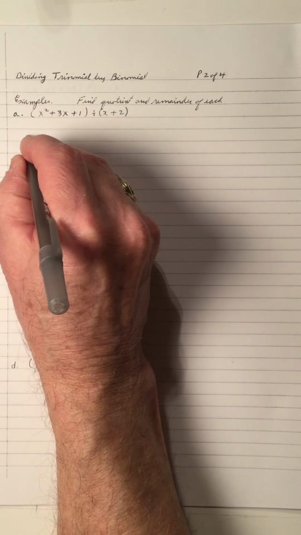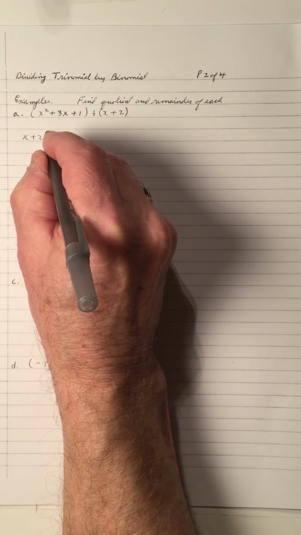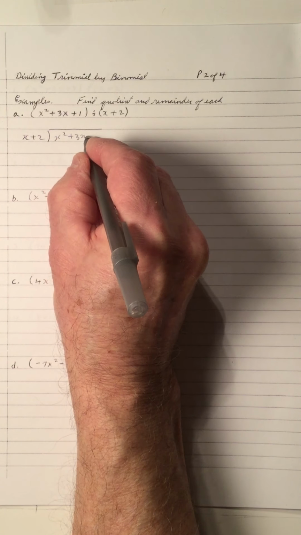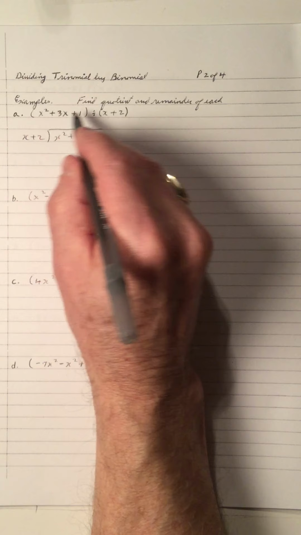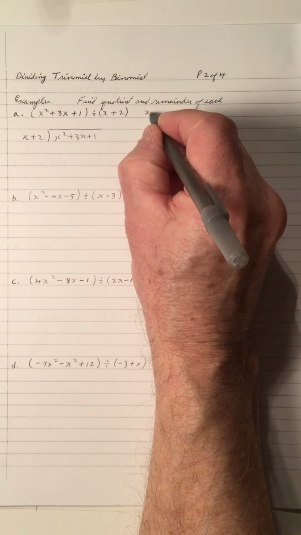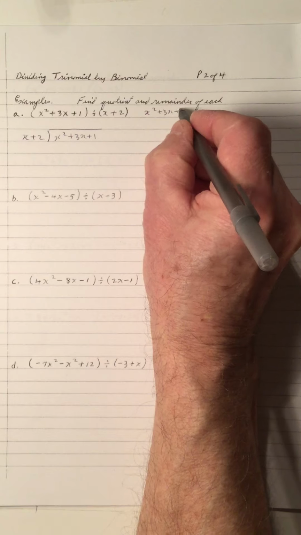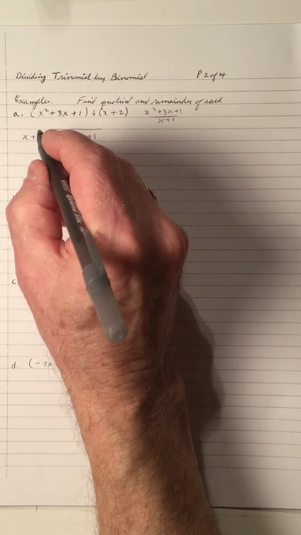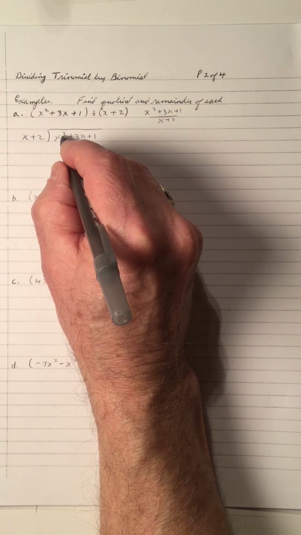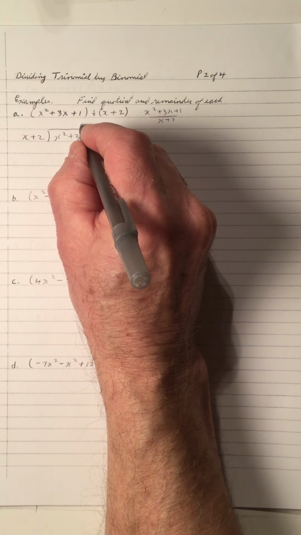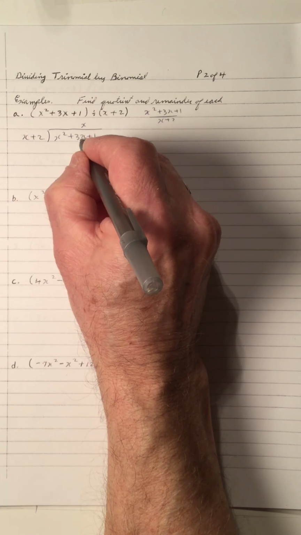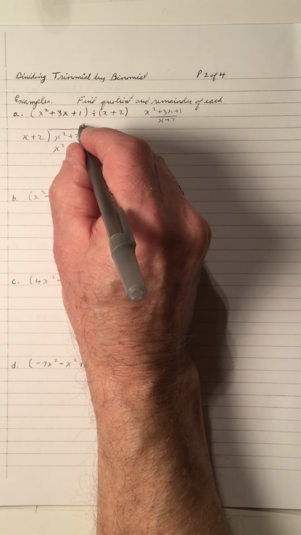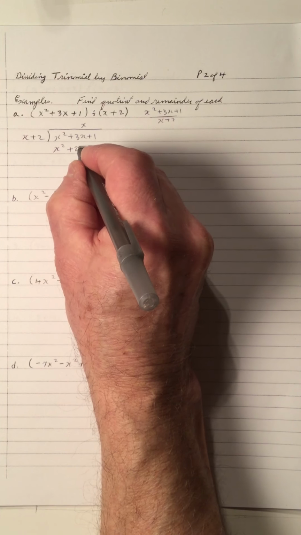So we have an x plus 2 divided into x squared plus 3x plus 1. So notice it's written down as x squared plus 3x plus 1 over x plus 2. Same idea as a fraction. So we take the x and divide into the x squared and we get x. So we put the x above like terms, above the 3x. We multiply back: x times x, x squared. X times plus 2, plus 2x.